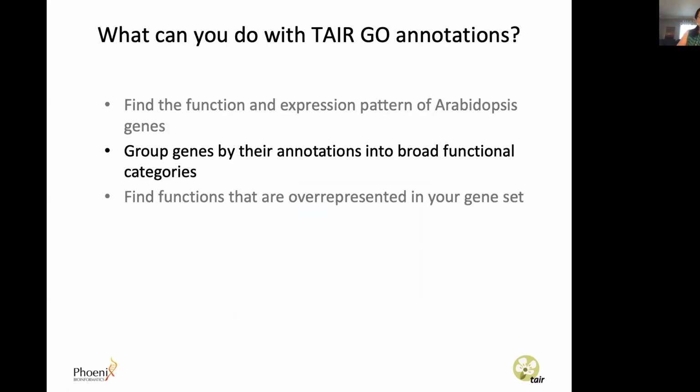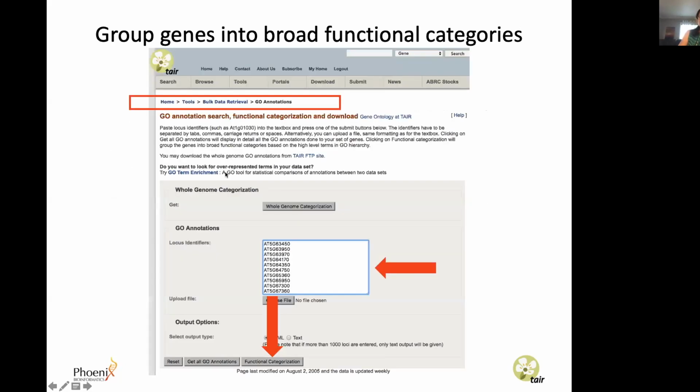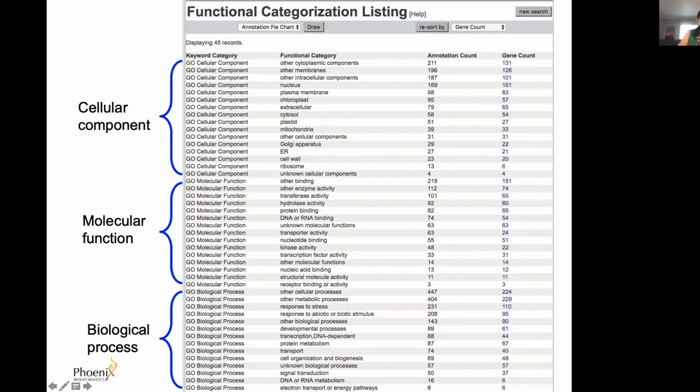All right. So now we're going to go into grouping genes by their annotations into broad functional categories, which means going to the second button on the tool that we were on where we got all the annotations. What happens if you put your list of genes into this and click this button? What you get is a grouping of your set of genes according to their annotations. And so there are three broad categories: cellular component, molecular function, biological process.